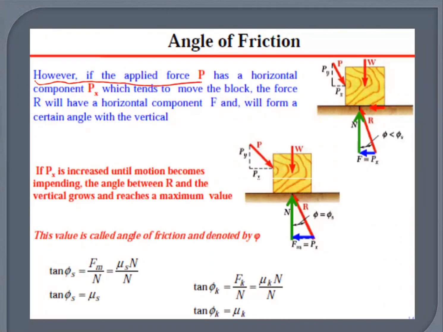If the applied force P has a horizontal component Px, so that's your P being applied at a certain angle, so you've got a Px and a Py component. The Px tends to move the block. So you've got P, I'll have Px here and I will have Py here. The Px is the one that's going to move the box. The force R, that's your force R.